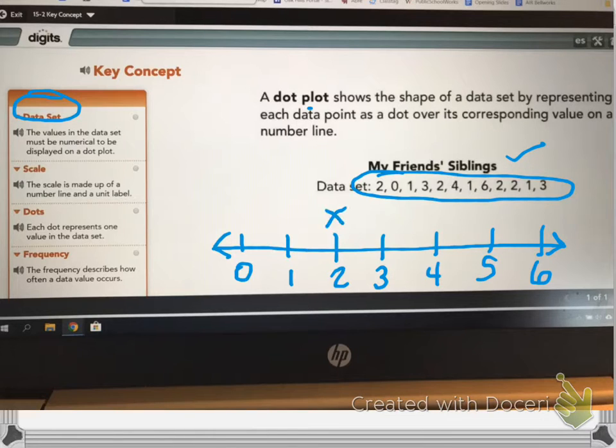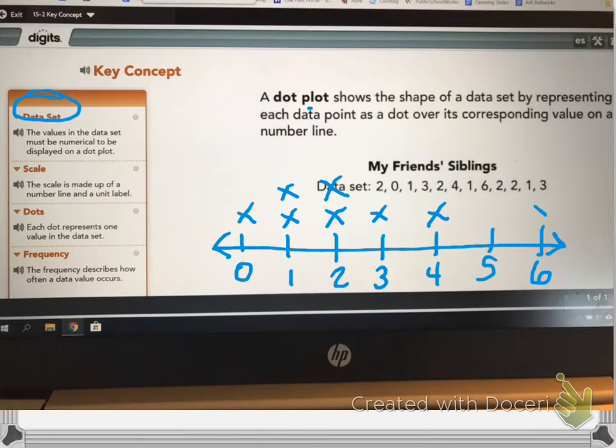I'm going to use X's because my pen doesn't want to draw dots. And we put an X or a dot for each of the pieces of data that we've collected. When we have something that we've already seen once, we just put another X above. So this is what my dot plot would look like for the data that I've collected as far as how many siblings my friends have.